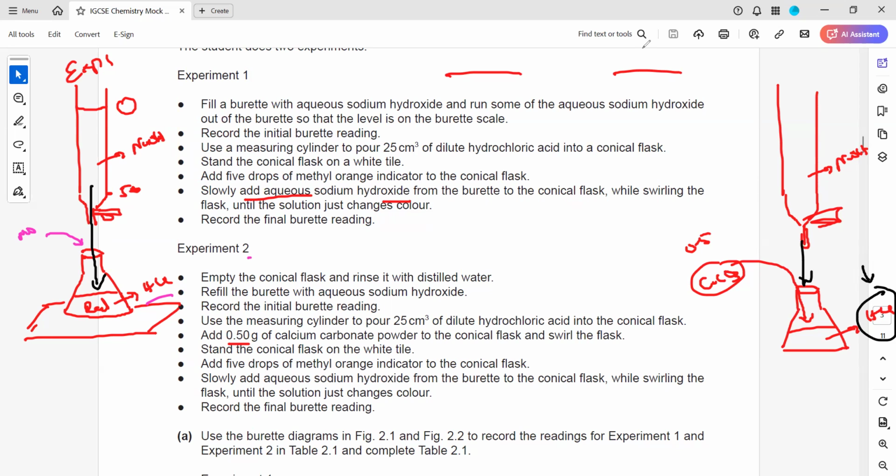So definitely in experiment 2, we need less quantity as compared to experiment 1. Why? Because in experiment 2, some of the hydrochloric acid will react with the calcium carbonate. So the remaining hydrochloric acid will react with the sodium hydroxide. That's why practically the quantity of sodium hydroxide required for the second reaction will be lower than the first reaction.